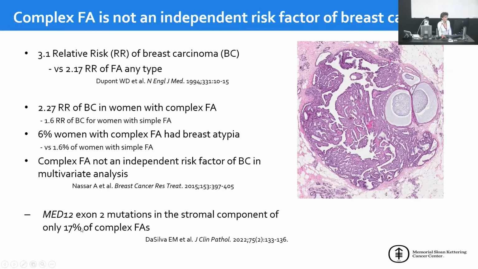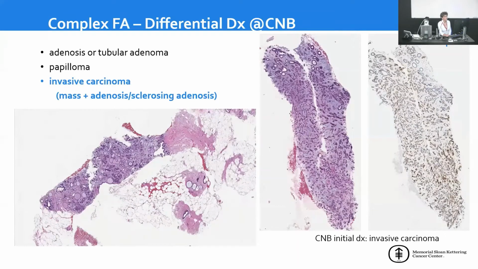And the other interesting thing is that MED12 exon 2 mutations in the stromal component of complex fibroadenoma are kind of rare. So either we misclassify these cases, or maybe complex fibroadenoma is yet another lesion that looks like a fibroadenoma in some ways, but it's not exactly a fibroadenoma. But it can create some issues in the differential diagnosis, again, mainly on core biopsy.